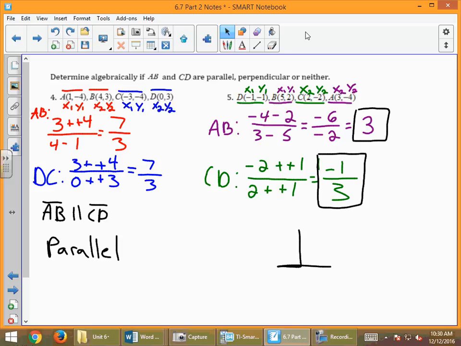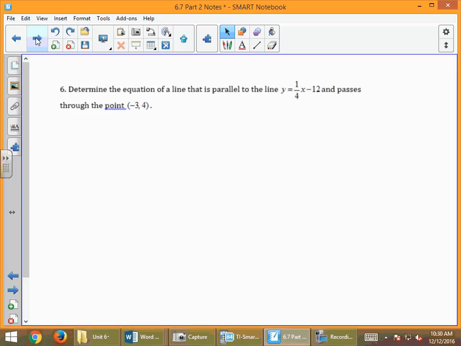Question with those, really easy analyzing slope. Just make sure your points are in the correct area. Ready, set, go. Boom, 6. We look at number 6.